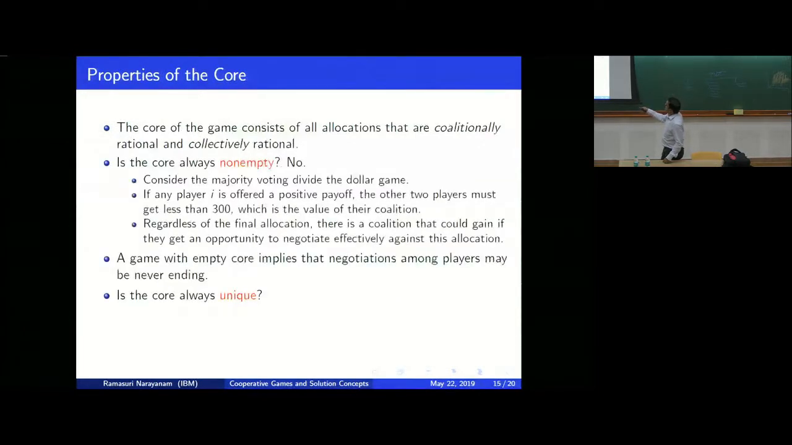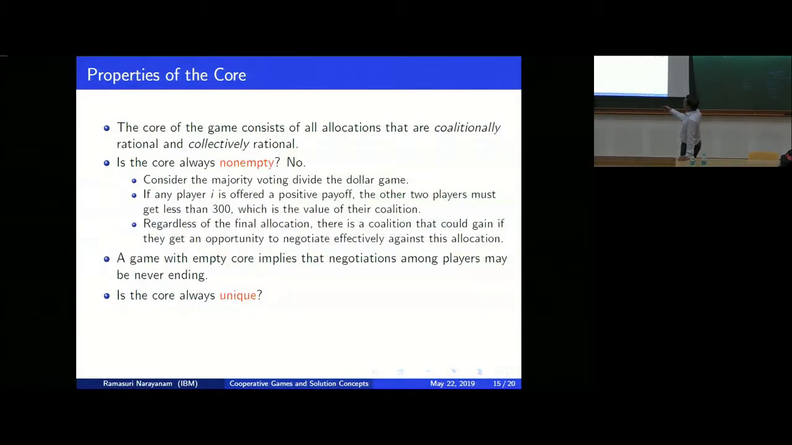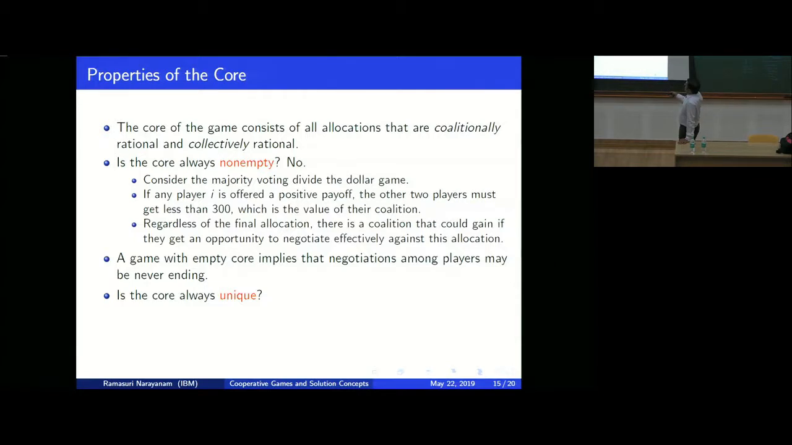So consider that majority voting divide the dollar game. It is called majority voting because there are 3 players. If at least 2 players propose the same allocation, we follow that. Meaning that if the majority of players propose the same allocation, we follow it, right? That's the reason it's called the majority voting game. So we slightly change the rule of the game in the following sense. If any player i is offered a positive payoff, the other 2 players must get less than 300, which is the value of their coalition. Regardless of the final allocation, there is a coalition that could gain if given an opportunity.